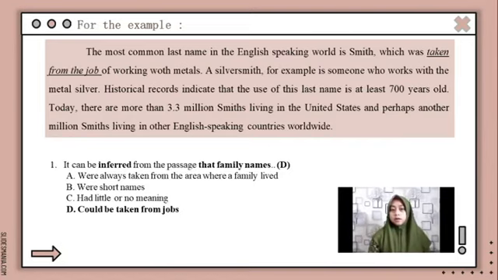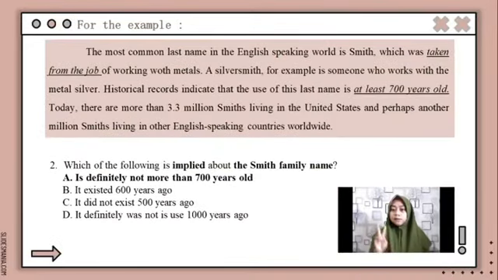The keywords for the question number 1 are family names, and the answer is D. Why? Because we can see in the first and second line of the text that the most common last name in the English-speaking world is Smith, which was taken from the job of working with metals. So the family names could be taken from jobs.